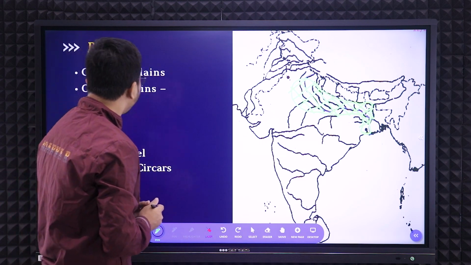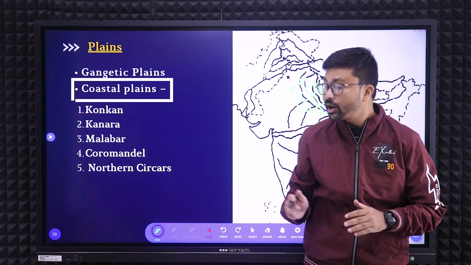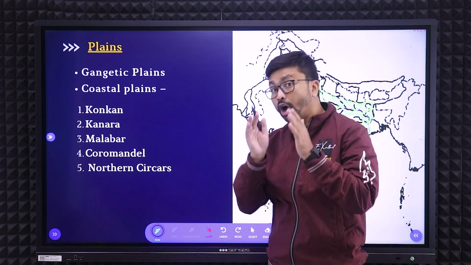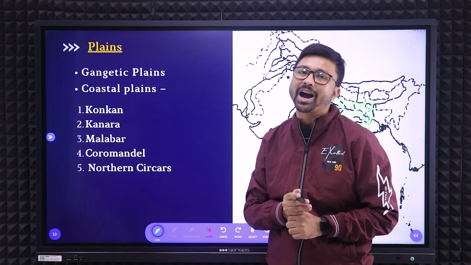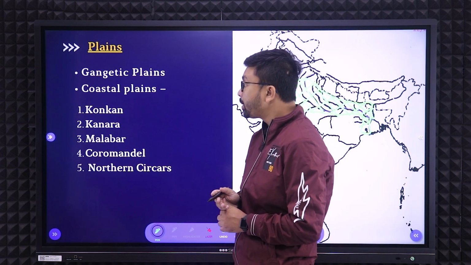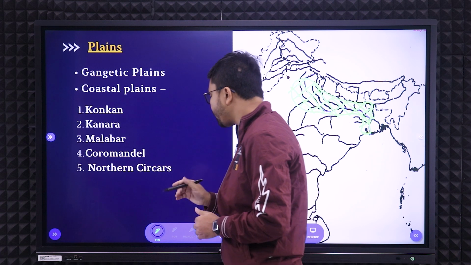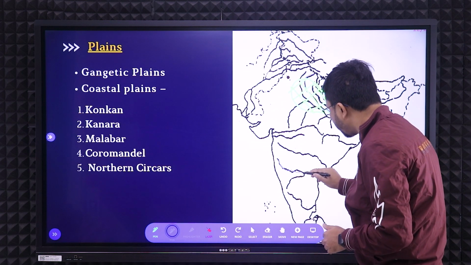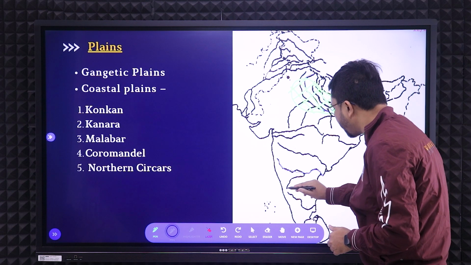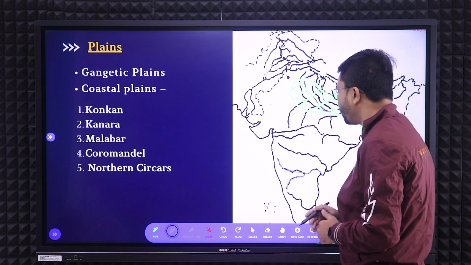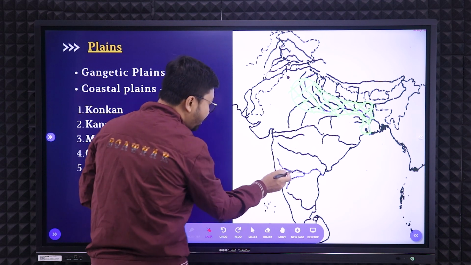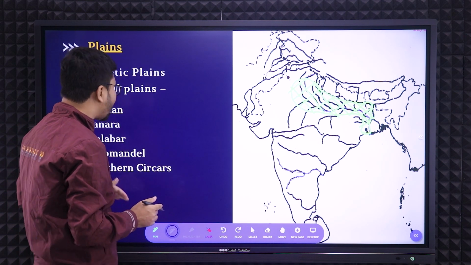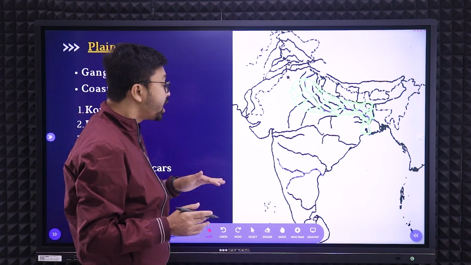Now let's go with the coastal plains. Remember the coastal plains: Konkan, Kannada, Malabar, Coromandel and Northern Sarkar. All the coastal plains you need to mark with green color again. Here the Krishna river is very important. If you remember the Krishna river, then the coastal plains marking will be very easy for you. This is the Krishna river and below is its tributary, the Tungabhadra river.